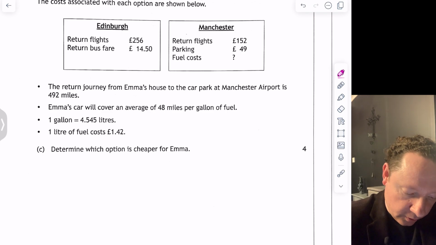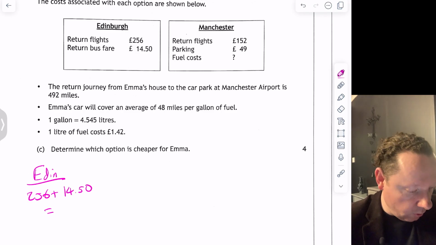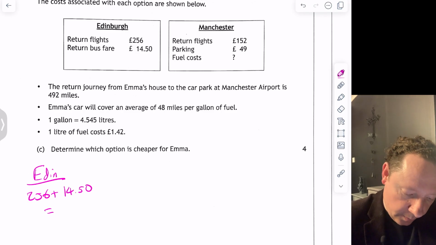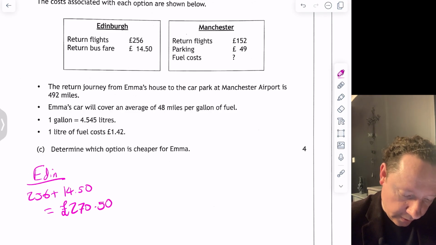So let's do Edinburgh first anyway, because that's easier. So Edinburgh, return flights are 256, and then it's £14.50 for the bus. So that's all you have to do. That is £270.50, I think. 256, 266, 270. So that's Edinburgh.